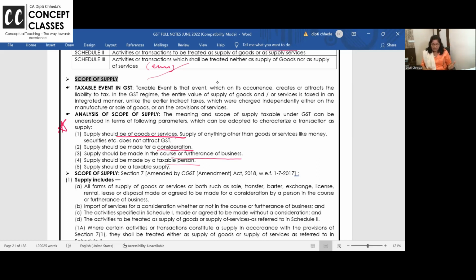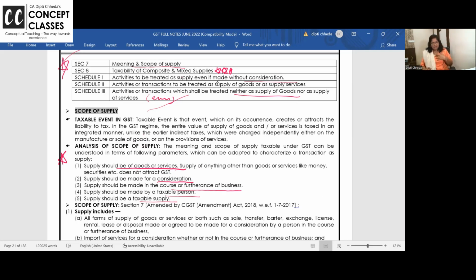Supply should be a taxable supply. Okay, I am a registered person, but my supply is specifically exempt in schedule 3. Now you have seen, supply is there, yes. Just look at all these details. Supply is there of goods or service. Money, consideration is coming. It is for the business purpose. And I am a registered person. But then this supply is specifically exempted. There's a big list of exempted services. Right, so GST will not be charged on that supply.